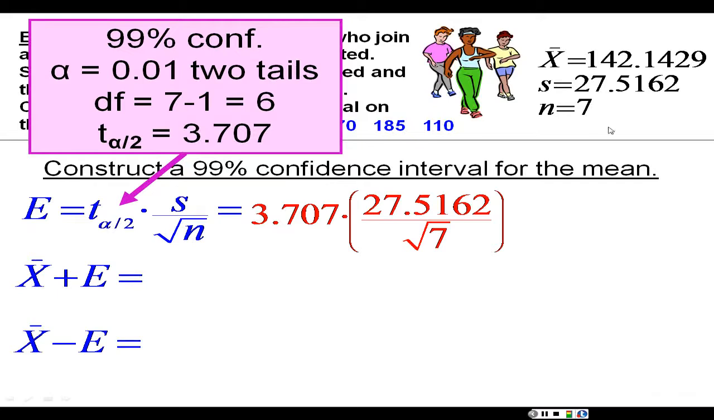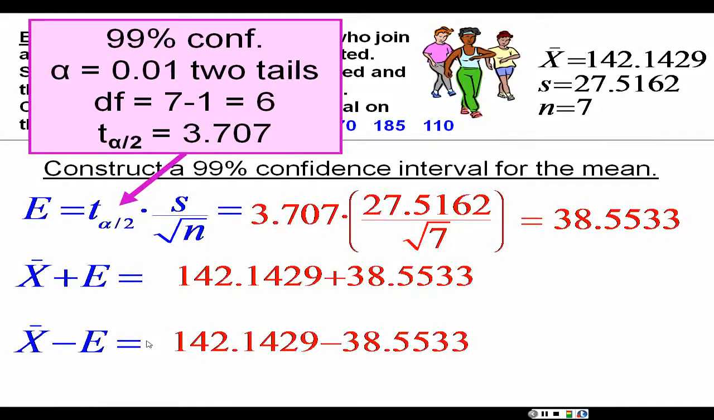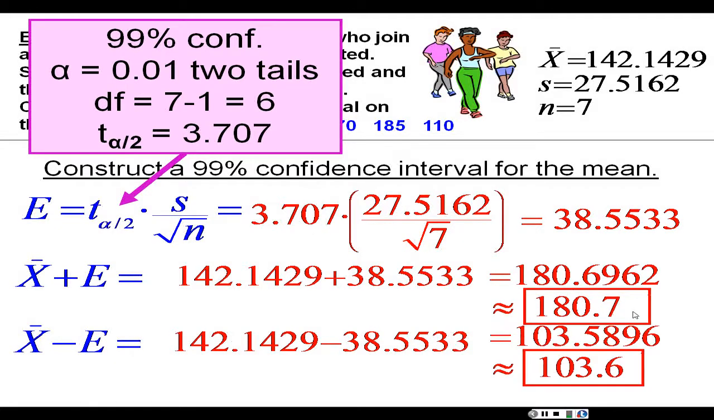We multiply it times our standard deviation, 27.5162, divided by the square root of your sample size, which is 7. Once we find this number, this E of 38.5533, we add it to the mean to find the right limit, and we subtract it from the mean to find the left limit. We get the higher limit and the lower limit, and that's our confidence interval.